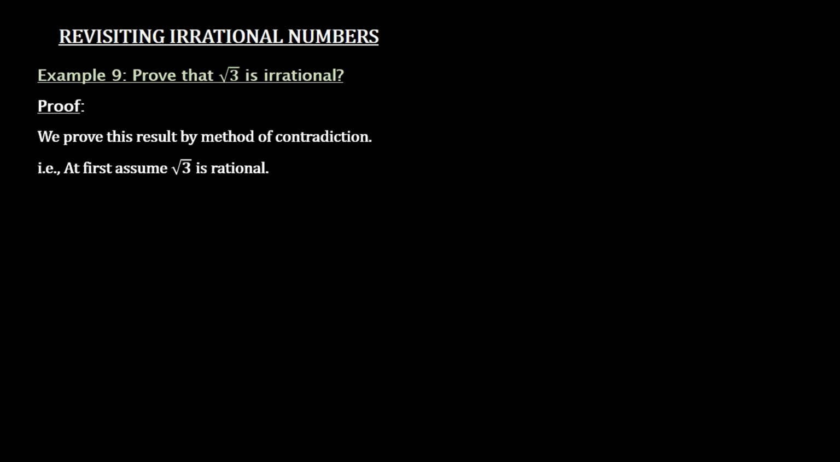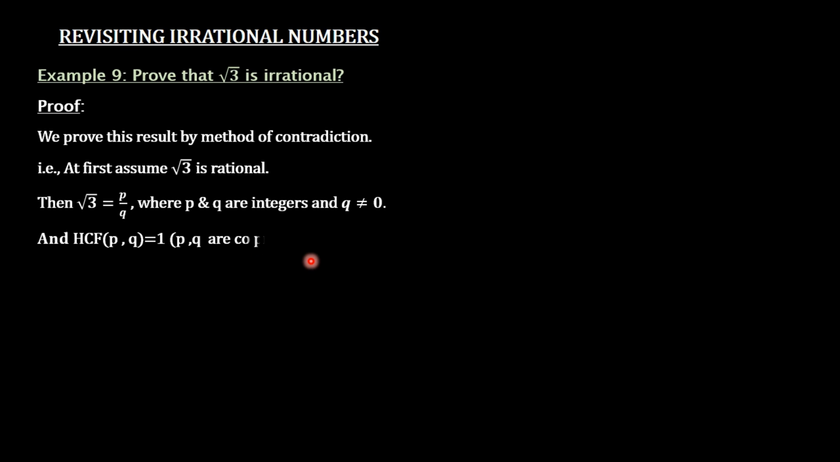So you must keep in mind that in order to proceed by the method of contradiction, there are two and only two choices in front of us, either this or that. Next, as in the previous question, if root 3 is rational, then root 3 equals P by Q, where P and Q are integers and HCF of P and Q equals 1. That is, P and Q are coprime. Coprimes are numbers having HCF 1.